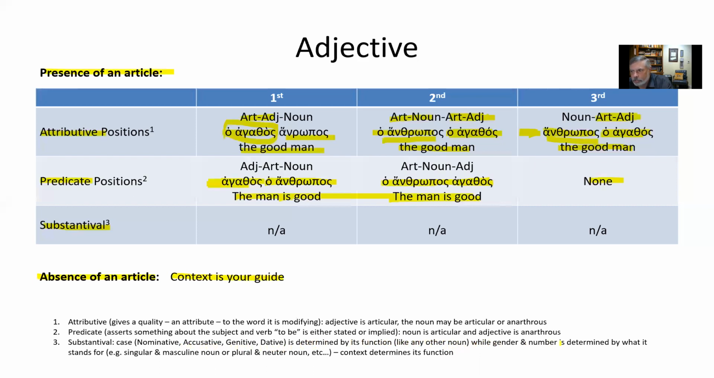So gender and number are determined by what it stands for. In other words, if it's intended to be a man, then that's singular masculine. If it's intended to be men, then that's plural. So that's how it would be. It's number and gender. Same if it's intended to be feminine, a woman, then it would be feminine. Context determines its function. So let me clear this.